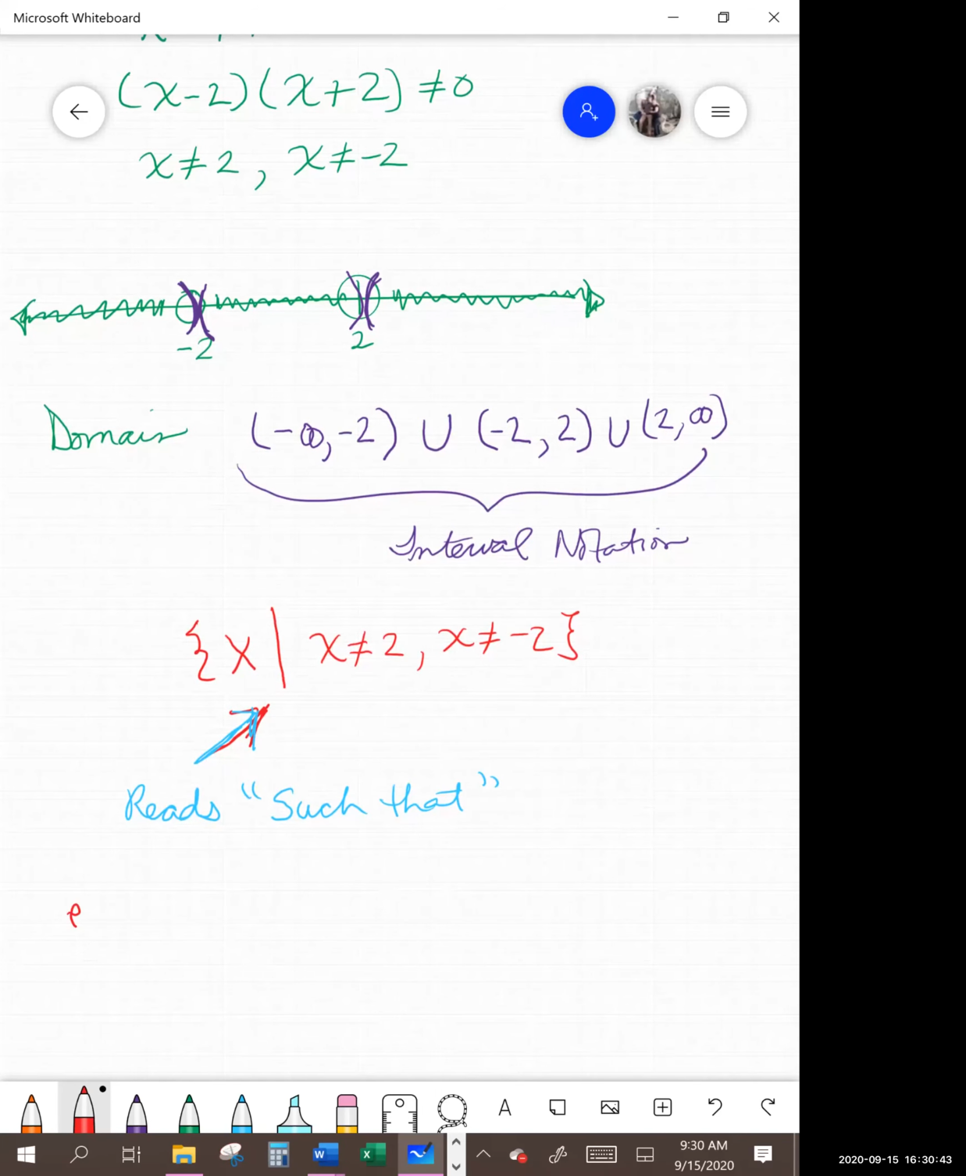Question? Yeah, I want to know, when we're answering that, is it okay if we just do plus or minus 2, or do we have to do it like that? I'm okay with the X cannot be plus or minus 2. Okay, thank you.